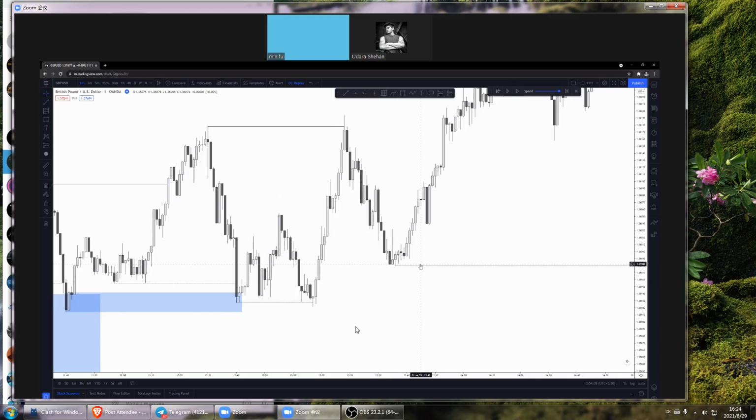Simple. And then what is the closest point of interest to the inducement? It's not this order block, because there is something on top of it. What is this? This is where the whole push to the downside started. From this high, this was the swing high that created this push to the downside.